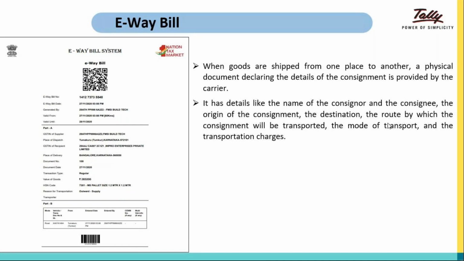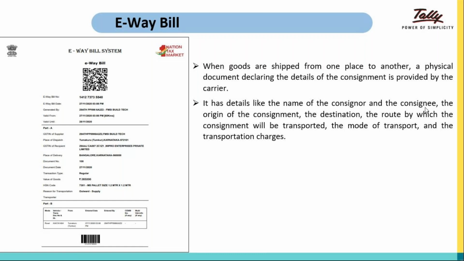What details does this e-way bill contain? It will have details like the name of the consigner. The consigner is the person who is sending the goods, the one who is transporting it. Then we have the consignee. The consignee is the person who is supposed to receive the goods, the delivery.